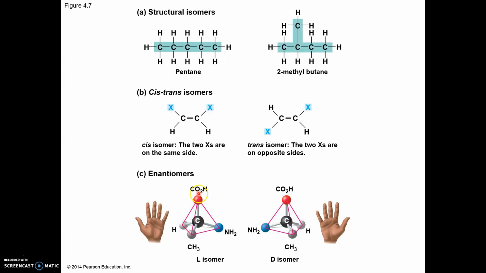This is something that we call carboxylic acid. Here's a methyl group. If you look at the arrangement here, this group, the carboxylic acid group, is on top. Okay, that's true for that. But over here, the NH2 group is on the right side. Here it's on the left side.